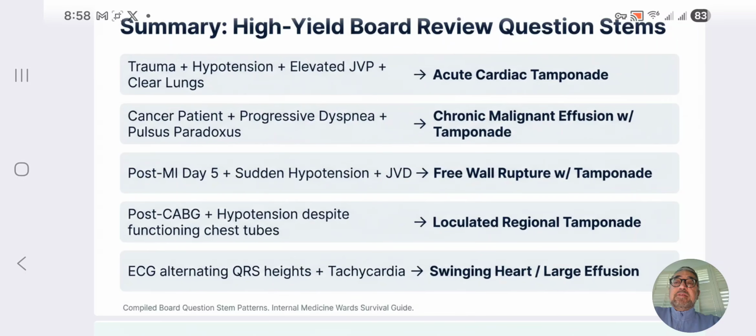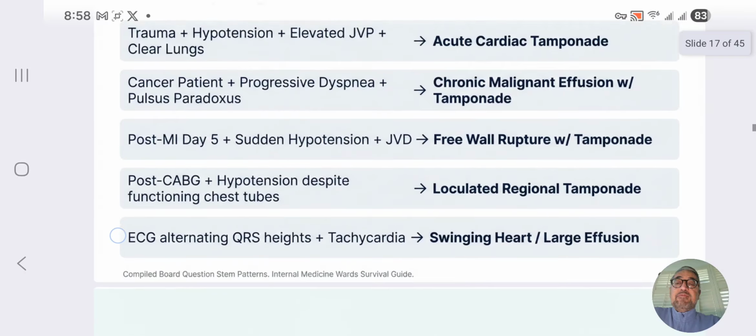Here are certain pearls. Trauma with hypotension, elevated jugular venous pressure, and clear lungs: consider acute cardiac tamponade. Cancer patient with progressive dyspnea and pulsus paradoxus: chronic malignant effusion with tamponade. Post-MI day 5 with sudden hypotension and JVD: free wall rupture with tamponade. Post-bypass hypotension despite functioning chest tubes: loculated regional tamponade. EKG alternans of QRS with tachycardia, swinging heart with a large effusion.